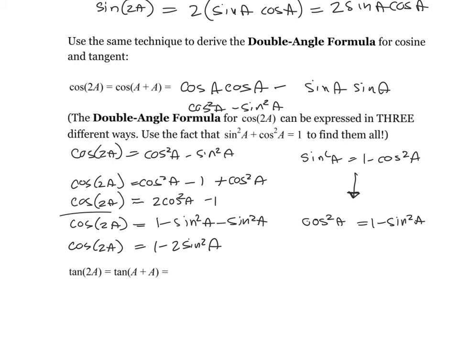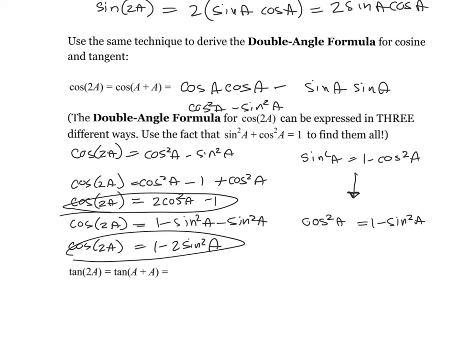So we have this version, we've got this version, and we have this version. So those are three variations, all really equivalent to each other thanks to the Pythagorean identity, that are essentially the double angle formula for cosine. Okay, so those are two biggies.